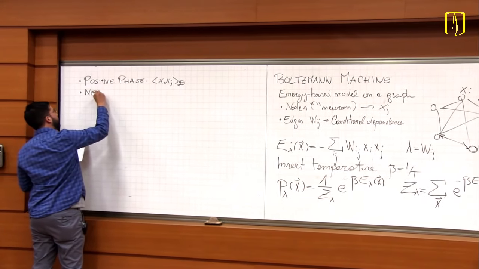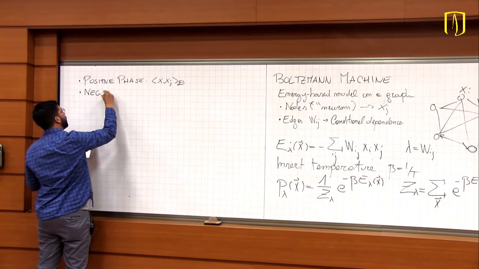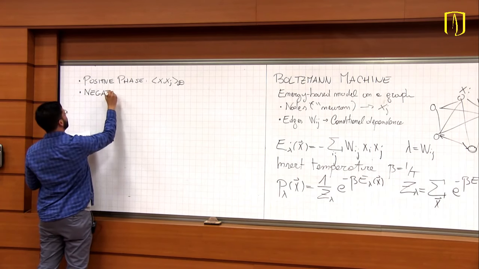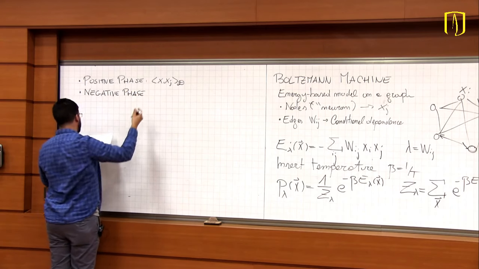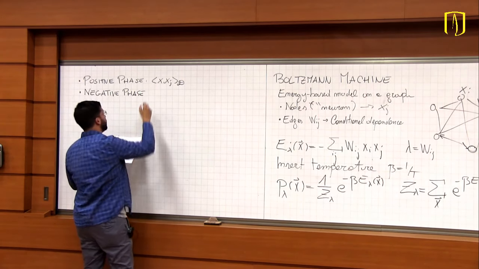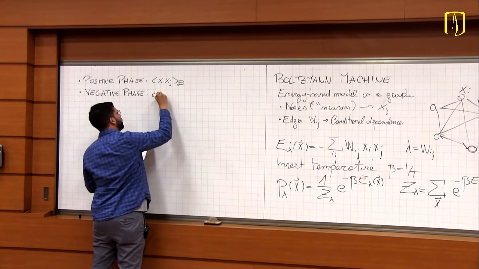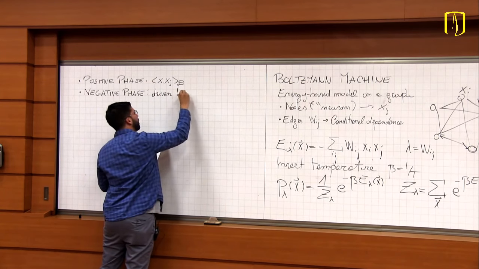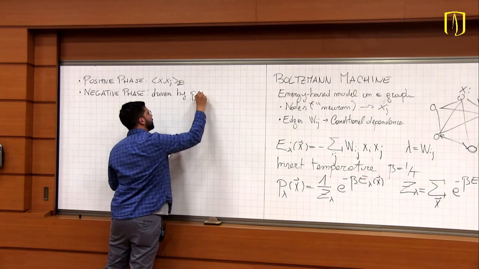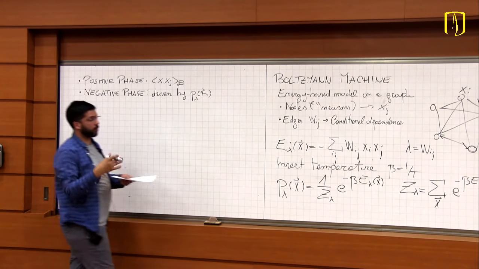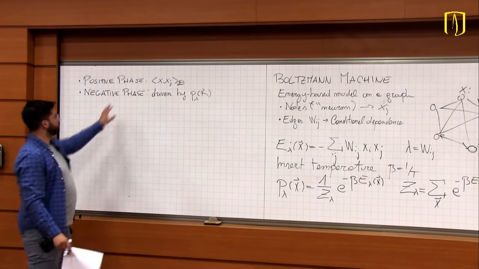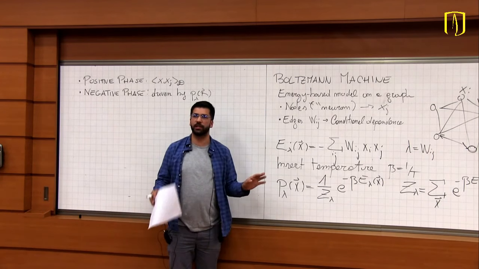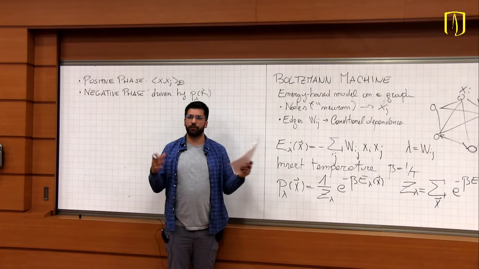And the point is that the positive phase is easy to compute, while the negative phase is driven by p and is still an exponential sum that we're going to deal with using Monte Carlo. Is there any question about this? Is it more or less clear? This is the kind of philosophy, right?